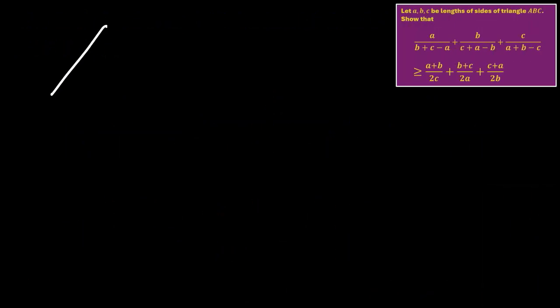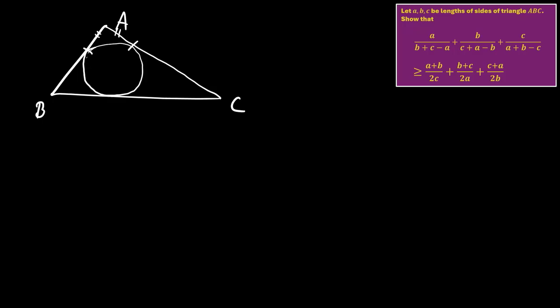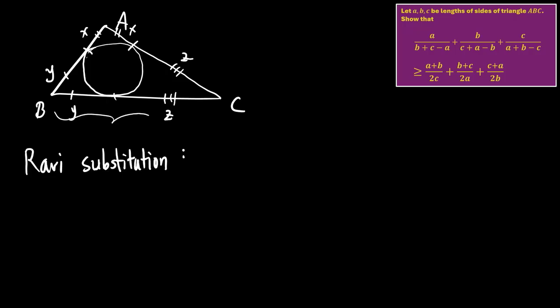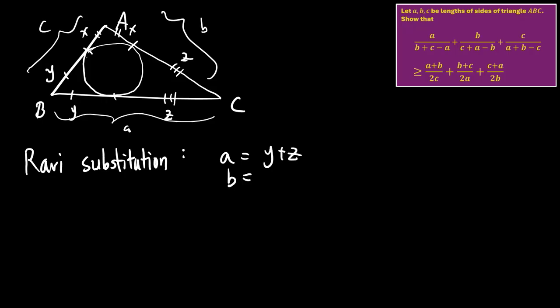There is a useful substitution called the Ravi Substitution. We state that for a triangle ABC, we can draw an incircle such that these two tangent lengths are the same, these two the same, and these two the same. Suppose these are x, y, and z. Using the Ravi Substitution, the sides a, b, and c satisfy a equals y plus z, b equals z plus x, and c equals x plus y.